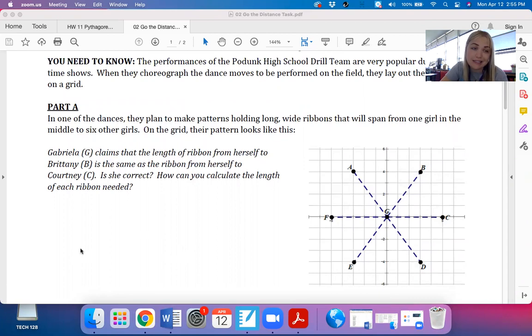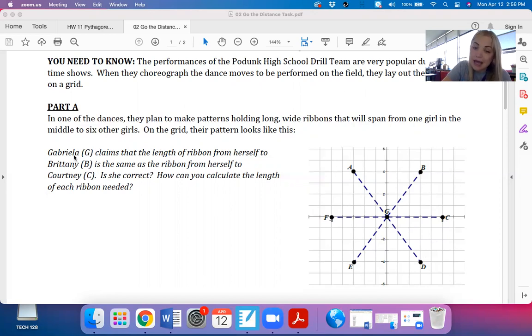Okay, so part A is saying, in one of the dances, they plan to make patterns holding long, wide ribbons. First of all, that sounds really awesome, but these ribbons are going to span from one girl in the middle to 6 other girls. And you can see on the grid, their pattern looks like this. So you've got girl in the middle, girl A, B, C, D, E, and F.